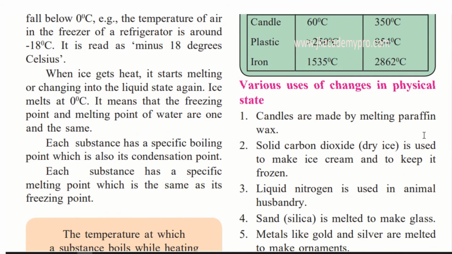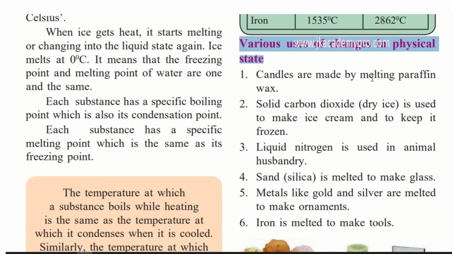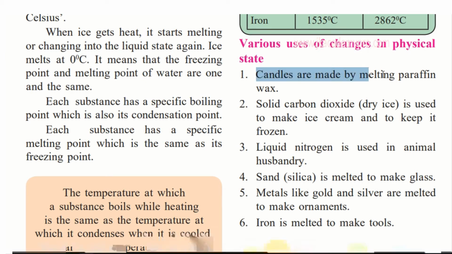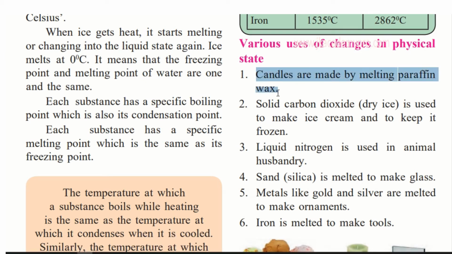Now let's continue. Now, various uses of changes in physical state. Because some of the substances change their physical state, melting or freezing, whatever, what use could it be to us? Now, candles are made by melting paraffin wax. We get different shapes of the candles. We get big candles, small candles, fat candles, candles in different shapes, colors. So how is this made? Because candles we can melt and we can put it into any shape we want.